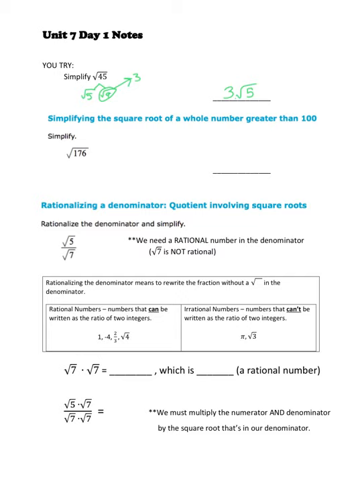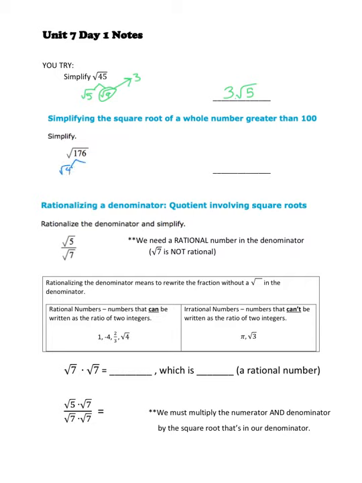Now you're going to simplify the square root of a whole number greater than 100. Same concept, except it's going to be a couple more steps. I'm going to change colors on this. Now my general rule of thumb is I want to factor out perfect squares. So when I look at 176, I don't want to factor by 2 because 2 is not a perfect square. I want to factor by 4 or by 9 or by 25, things like that. I'm going to factor by 4.